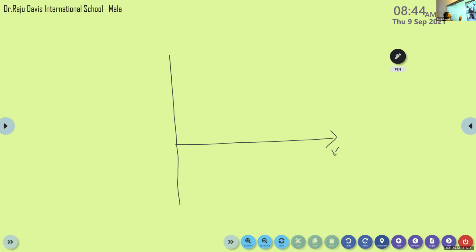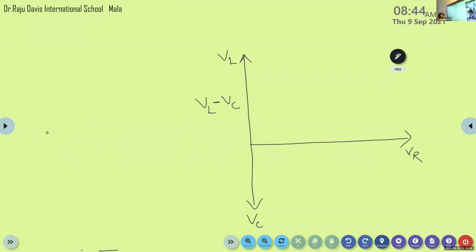Here we have VR, here it is VL, and here it is VC. And we consider a condition if the EMF offered by the inductor is greater than the EMF offered by the capacitor. Suppose VL is greater than VC, then VL minus VC is taken along the direction of VL. So in the previous case, we take the VL minus VC along the direction of VL.